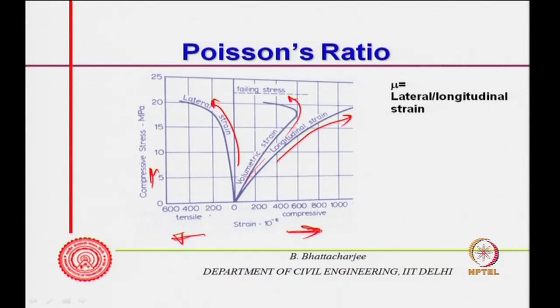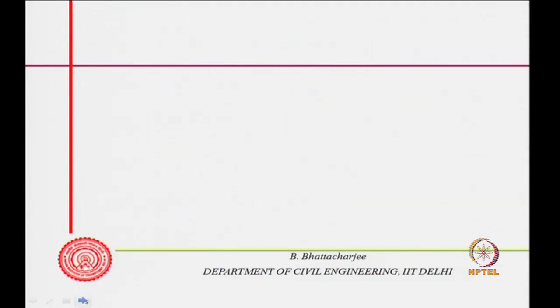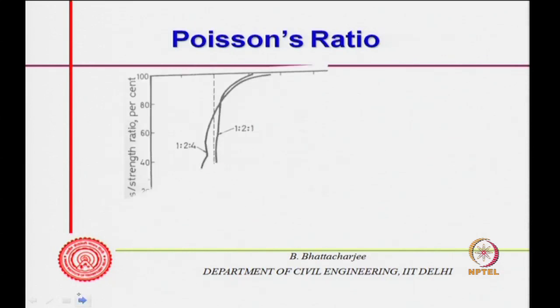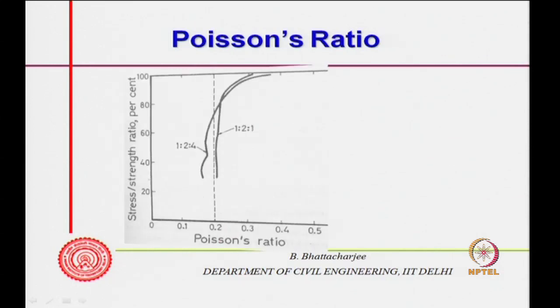From this, you can calculate the ratio, for example, this divided by this, or let us say at 400 strain of longitudinal strain, corresponding to this is whatever the value is, and similarly you can find out the mu values. If we calculate mu values in this manner and then plot, we will see that it is roughly around 0.2 up to about 70% of the load for two different concretes.